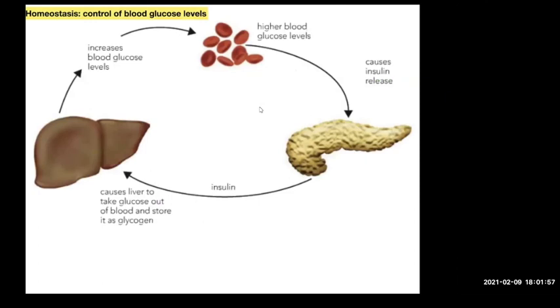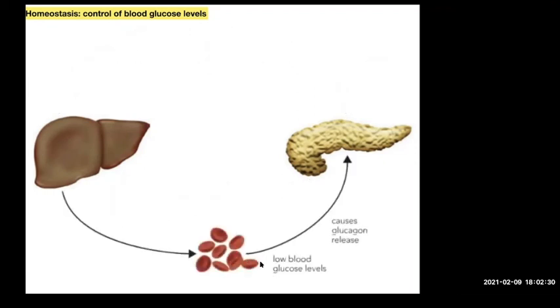So here's the easier picture, right? When you have higher blood glucose levels, this is going to get circulating around your pancreas. The pancreas releases insulin, and that's going to cause the liver to take glucose out of the blood and store it as glycogen. So it's going to store right there. Don't worry about this right here.